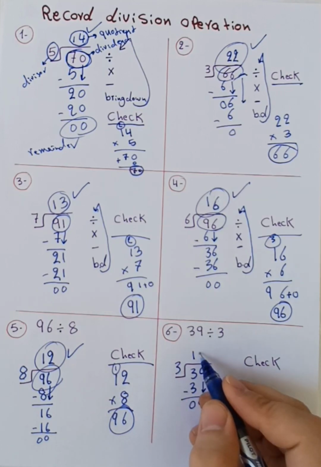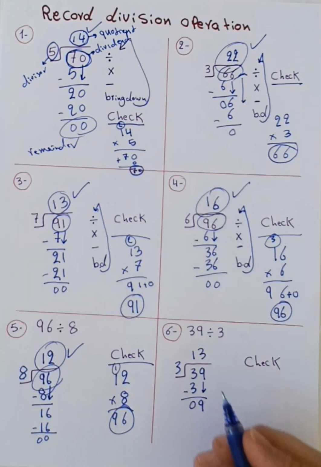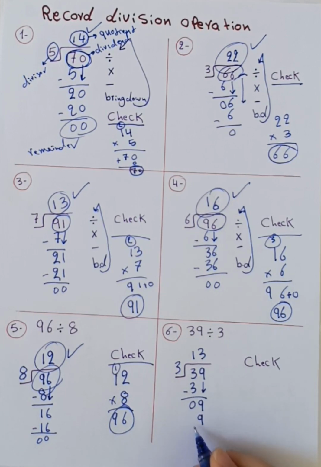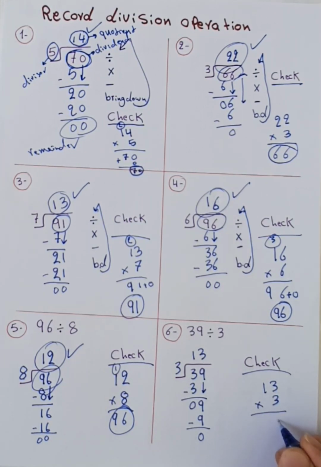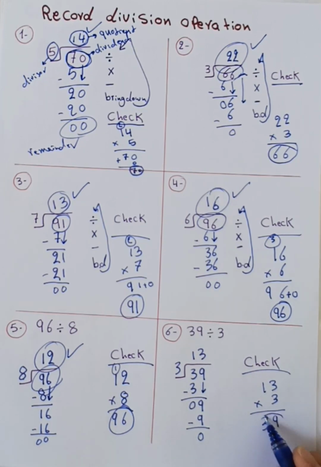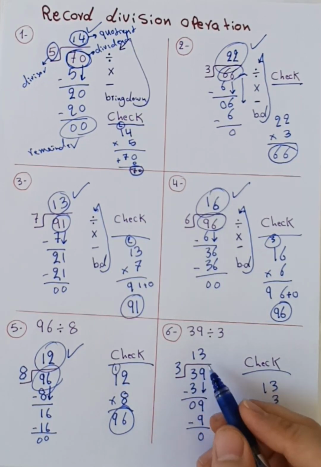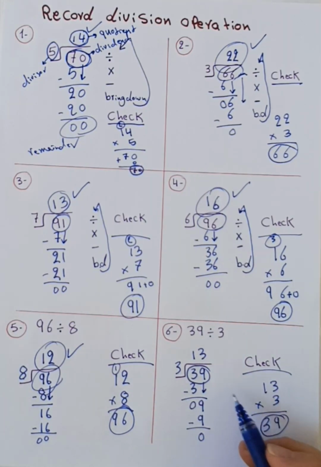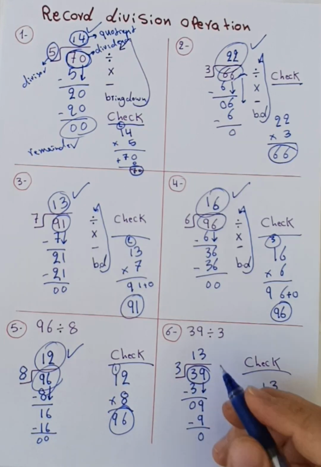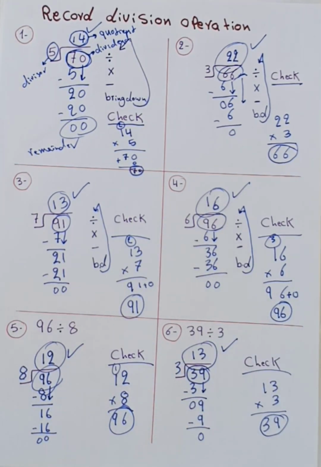9 divided by 3 is 3. After divide, you have multiply. 3 times 3 is 9. And then you have to subtract. 9 minus 9 is 0. And then for check step, you have to multiply 3 by 13. 3 times 3 is 9. 3 times 1 is 3. So we got 39, and the dividend is 39. It means our quotient is correct.